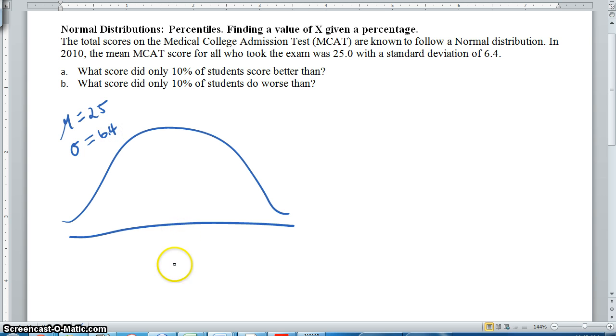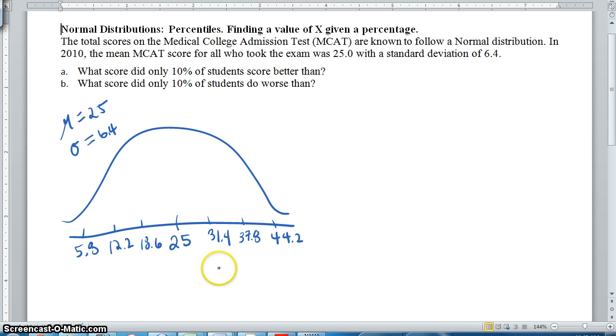And so one good way to always start with a normal distributions problem is to start by drawing the distribution. So this is our normal distribution with a mean of 25 and then 1, 2, 3 standard deviations up from the mean. We can fill in these values, so 1 up would be 31.4, 1 standard deviation down is 18.6, and I'll go ahead and fill in the other values, so 37.8, 44.2, 2 down is 12.2, and 3 down is 5.8.